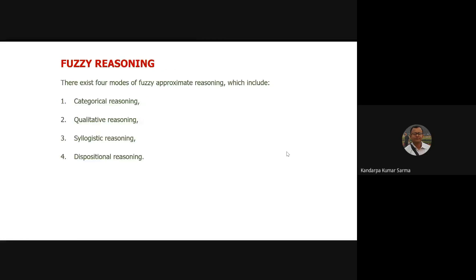So fuzzy reasoning can be based on four different ways. One is called the categorical reasoning. The second one is called the qualitative reasoning. Next is called the syllogistic reasoning. And the fourth one is called the dispositional reasoning.